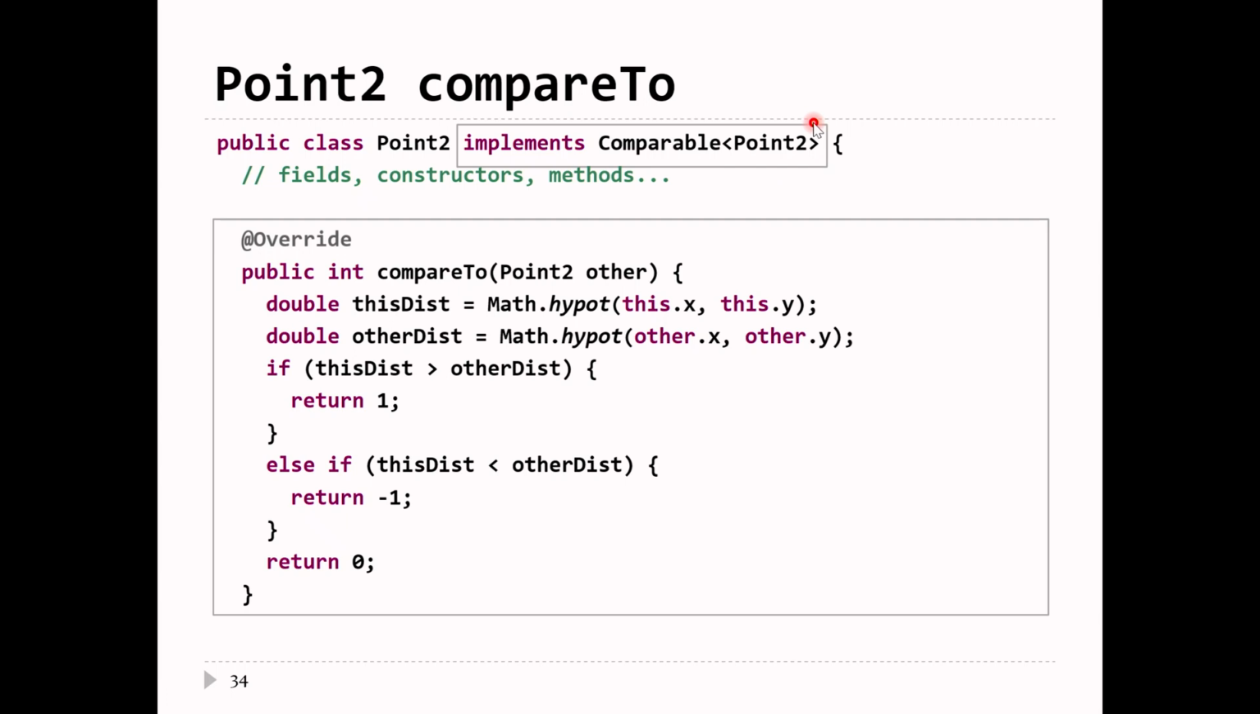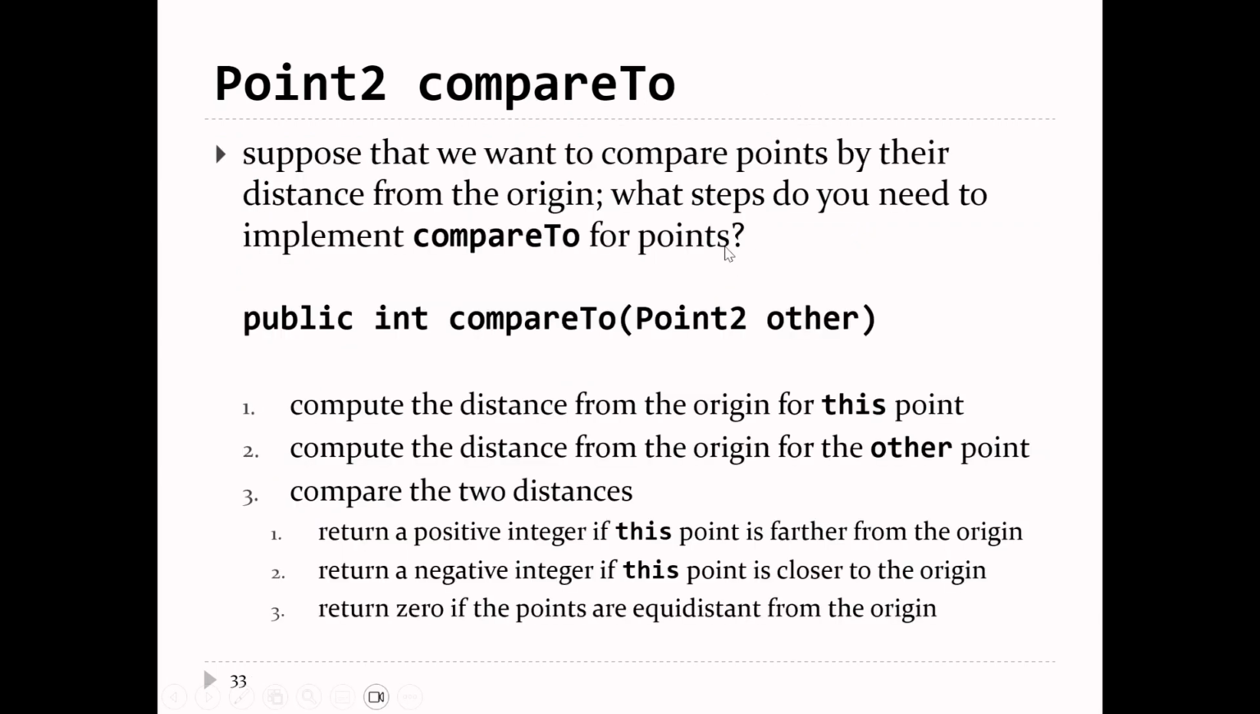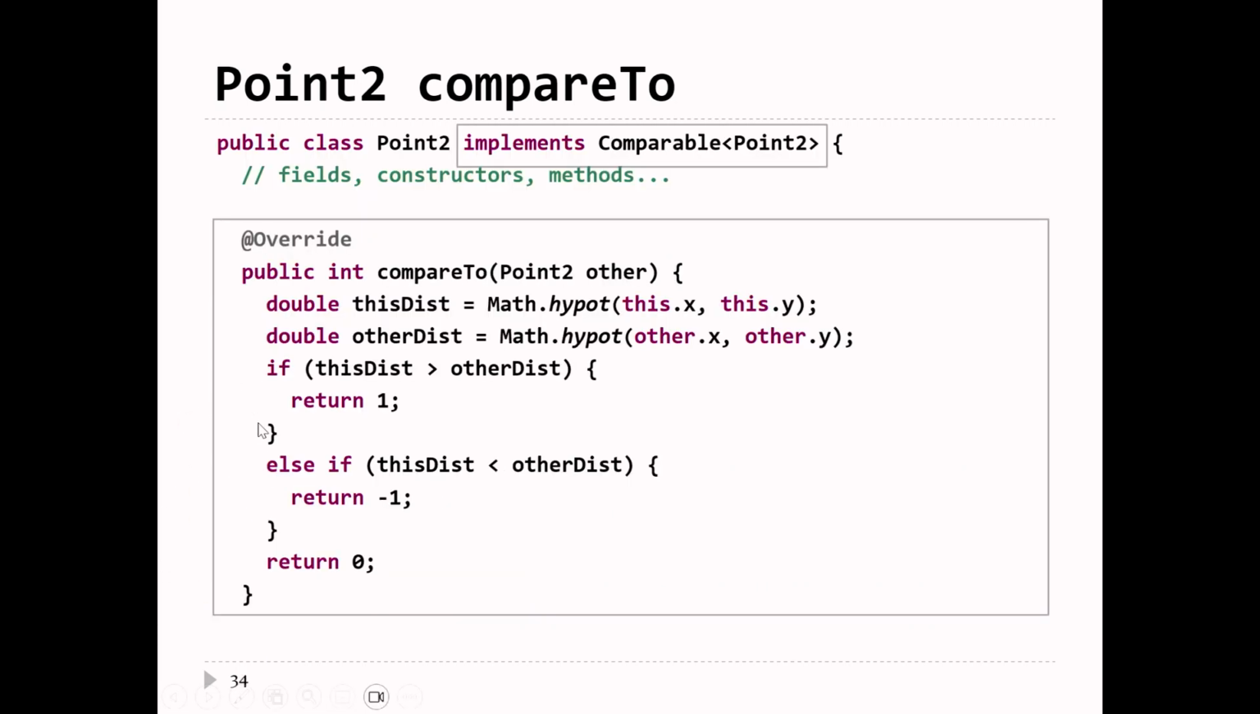The angled brackets in the point 2, that should be there as well. So that name is usually the same as that name. And now you just go ahead and implement that little algorithm over here. So compare the distance of this point to the origin. You could write this x squared plus this y squared, take the square root.